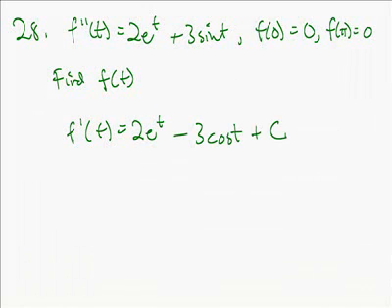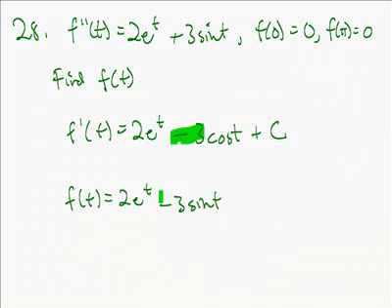Now from that we want to find the antiderivative of f prime to get f. So f of t will be the antiderivative of f prime. Again, the antiderivative of 2e to the t is 2e to the t. Antiderivative of cosine is sine, so we'll have a minus 3 sine of t. Just bring that minus 3 down. That just stays with you. And then the antiderivative of c, some constant, is c times your variable, which in this case is t. And now you need to add on another antiderivative, which is d.